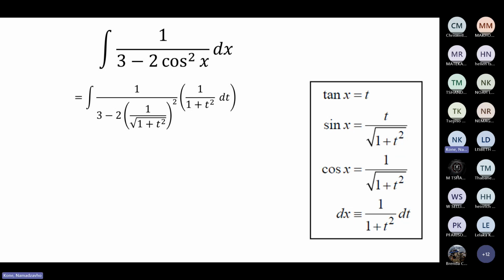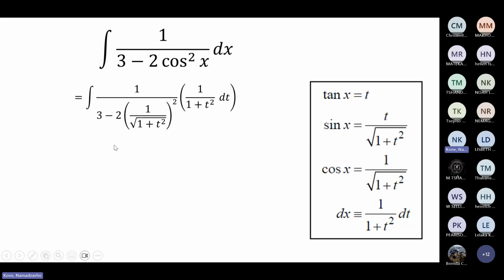Cos is 1 over square root of 1 plus tan squared. When we square that, we get 1 over 1 plus tan squared. When we multiply it with this one, they cancel out. It's a 1 that remains here at the end, multiplied by -2. So in the next step, we should get a -2 that is free from t. But then this one is multiplied by 1 plus t squared. So 3 times 1 is 3. 3 times t squared is 3t squared.